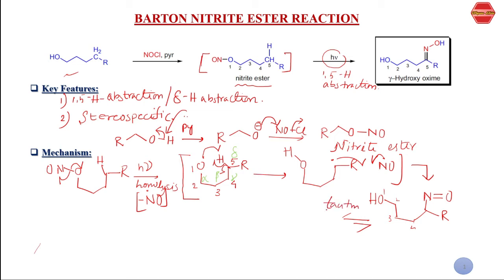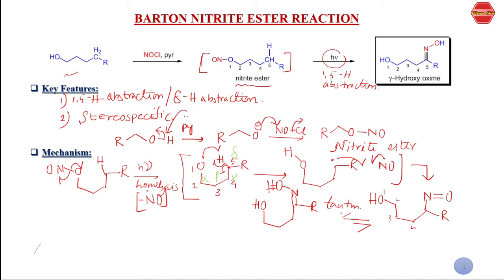So this is a tautomerization form, that is, we can write it in this way, that is, double bond OH, and here is your R. So this is double bond OH and R, right? So this is your overall Barton nitrite ester reaction and its mechanism.